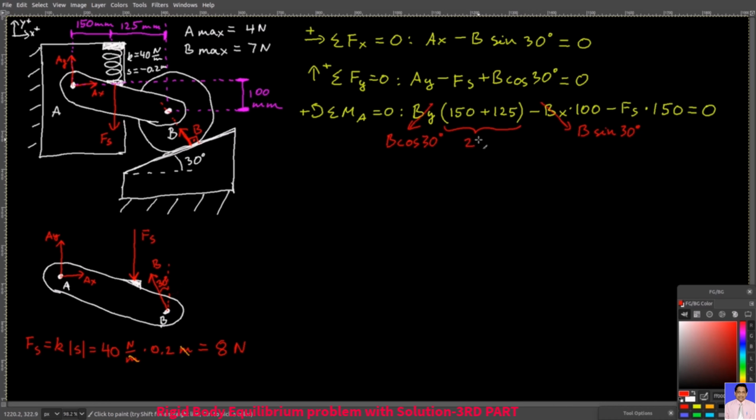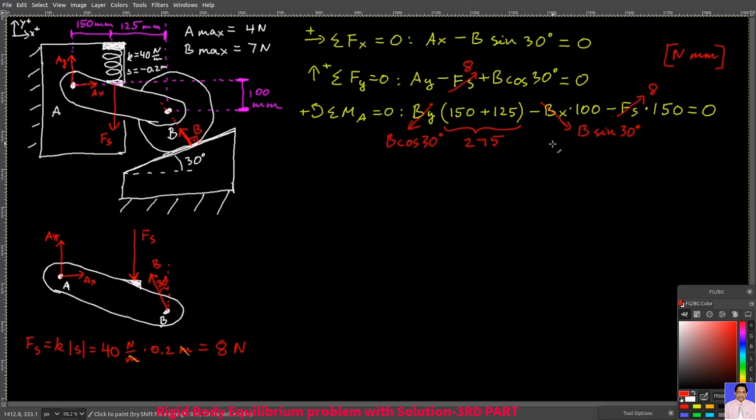This here is 275. Fs was 8. Also here, Fs was 8. Note that since the moment arms are in millimeters, the units for the moments have to be in newtons times millimeters. Also, I chose to take moments about point A because now I only have one unknown in my third equation, which is B.